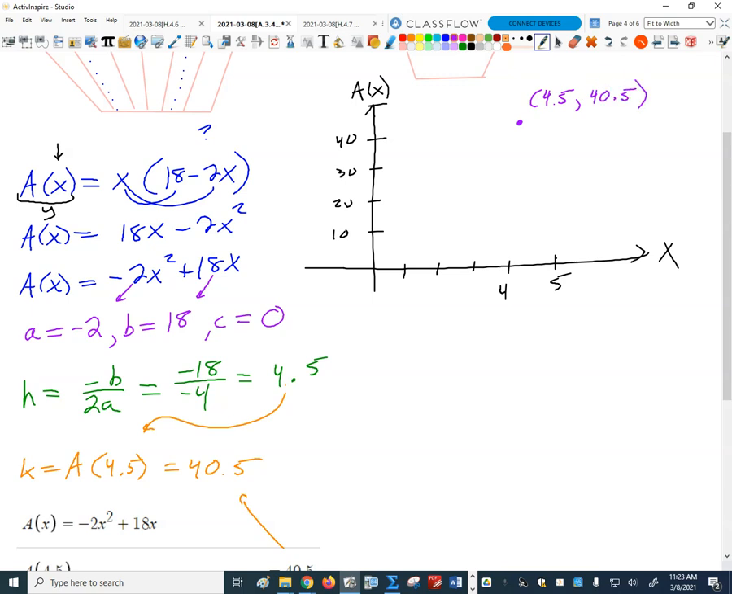Does this parabola open up or down? Give me a U or a D in chat, please. Should hear from everybody. Okay, yeah, A is negative, so you know it opens down. So we got it, right? We got it. We know.